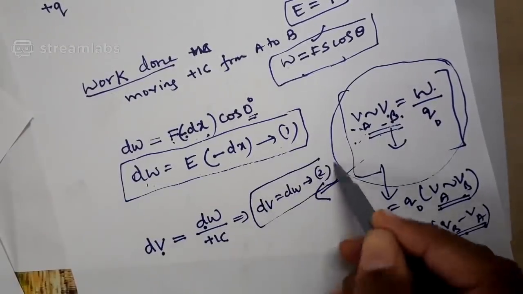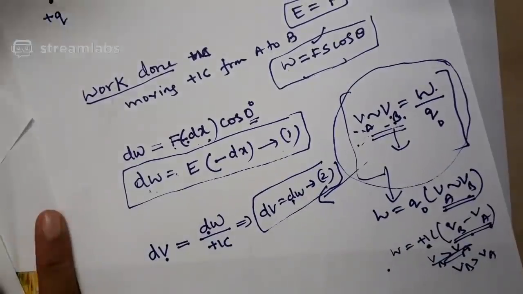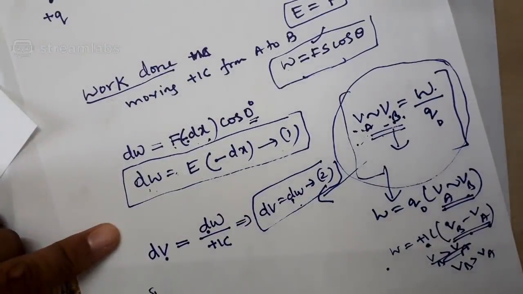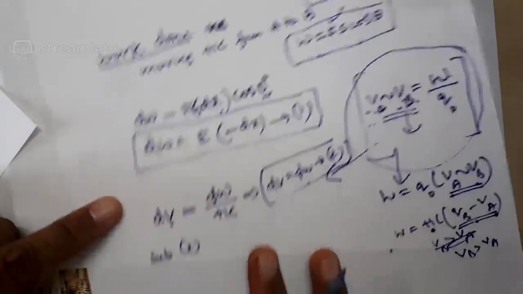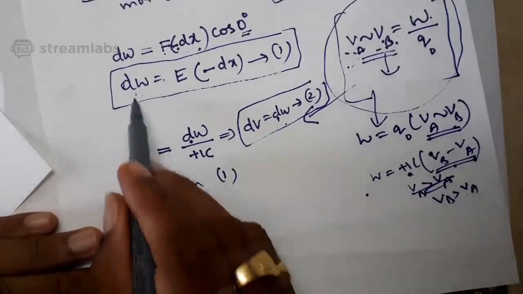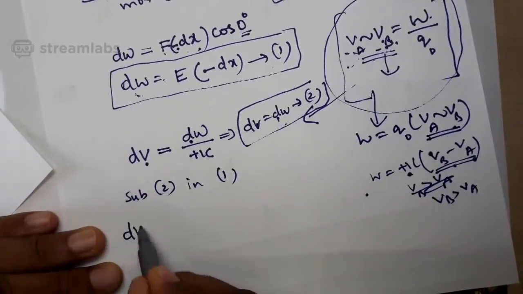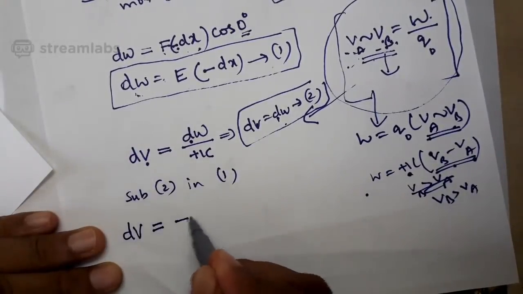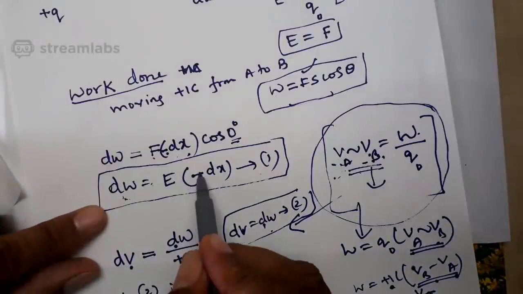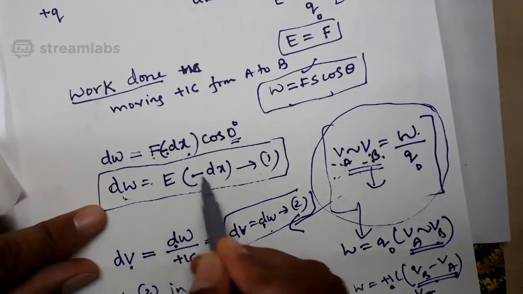Just concentrate on equation 1 and equation 2. Don't you think I can think of substituting equation 2 in 1? If I do the substitution of equation 2 in 1, dW is replaced, and dV is equal to minus E into dx. I'll repeat once again.